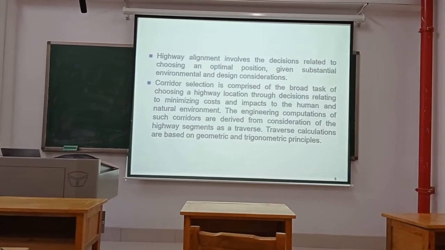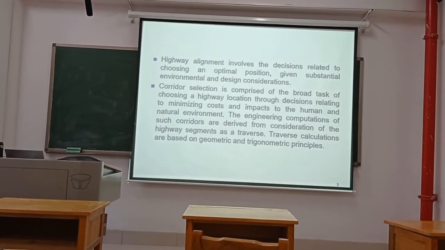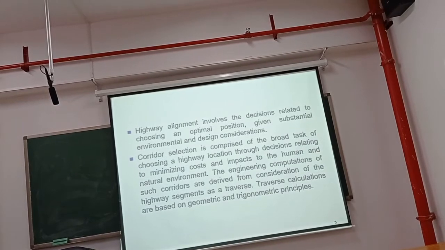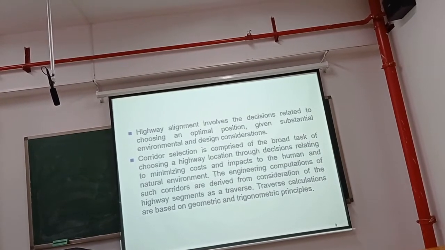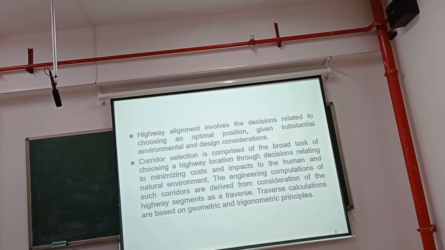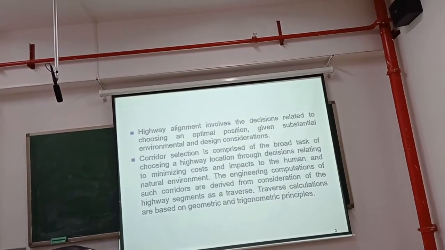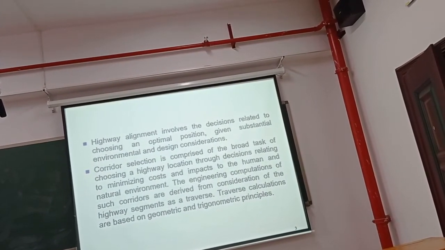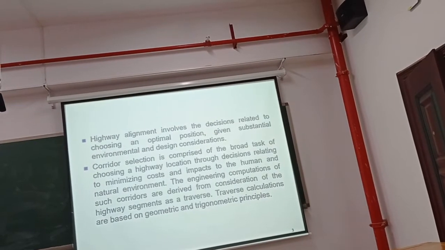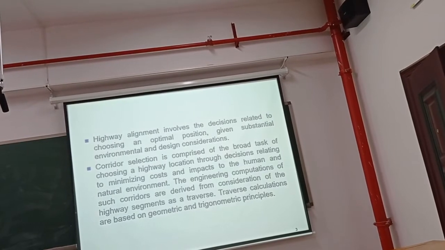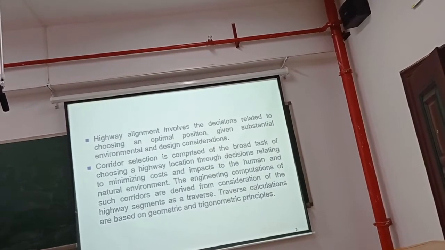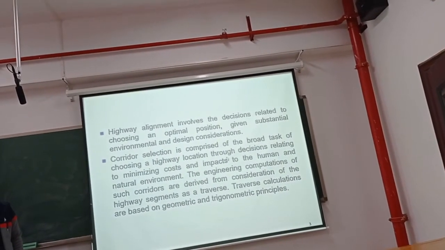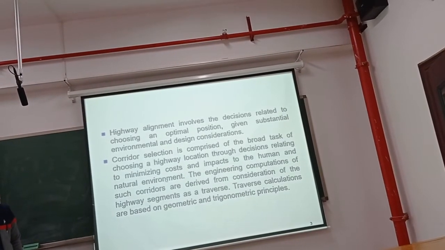We know that highway alignment involves the decisions related to choosing an optimal position, given substantial environmental and design considerations. Corridor selection is comprised of the broad task of choosing a highway location through decisions relating to minimizing cost and impact to the human and natural environment.